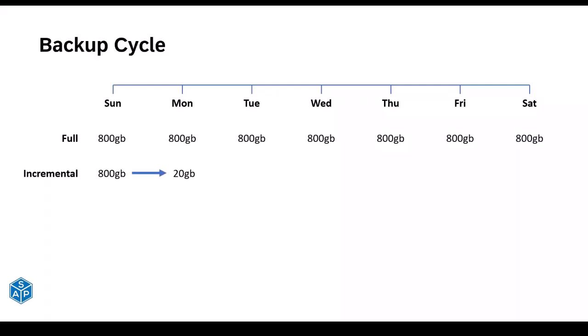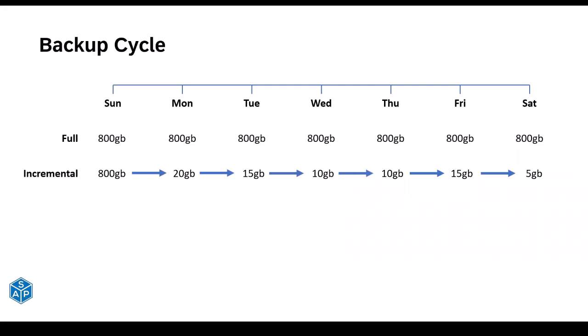So only 20 GB was changed, so on Monday it will only back up the 20 GB. Now coming to Tuesday, between Monday and Tuesday only 15 GB of data was changed. So incremental backup will only take the backup of those changed 15 GB. The backup cycle goes on. Again on Wednesday there is a change of 10 GB. The incremental backup will only take a backup of 10 GB. So it goes on like this.